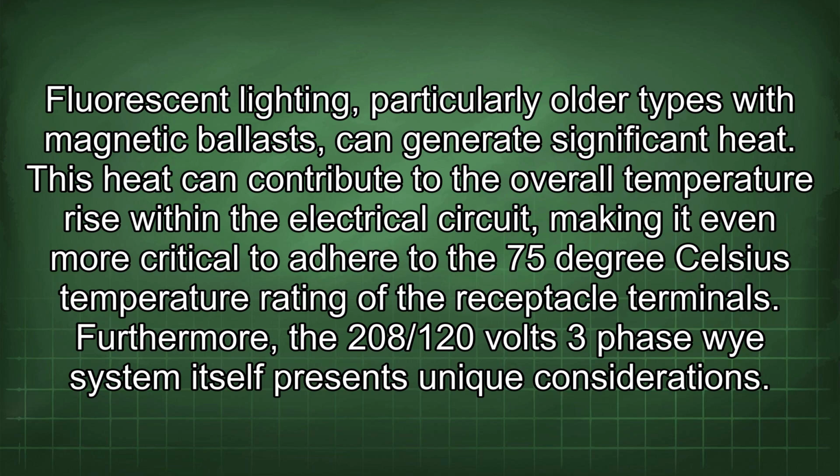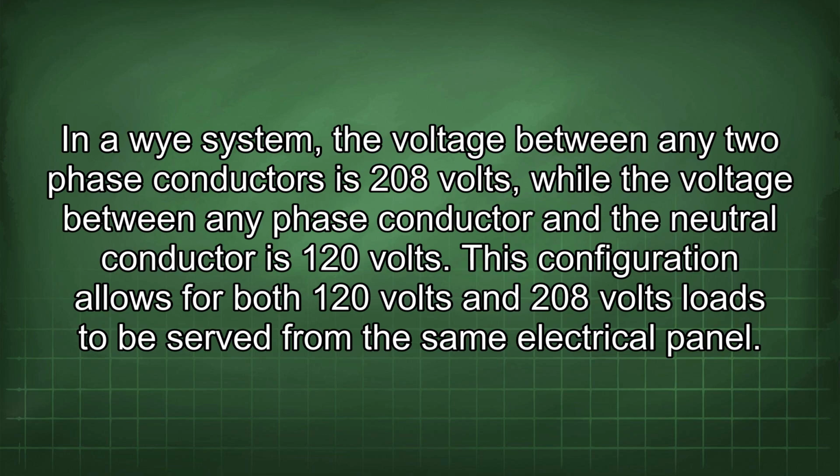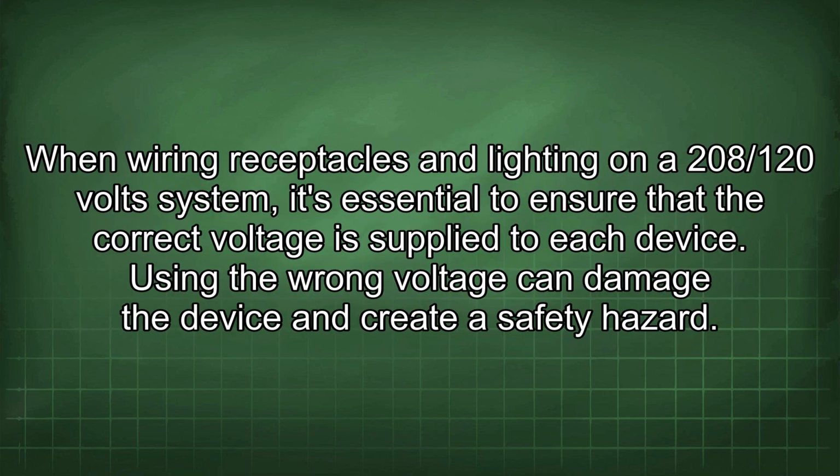Furthermore, the 208/120 volts 3-phase Y system itself presents unique considerations. In a Y system, the voltage between any two phase conductors is 208 volts, while the voltage between any phase conductor and the neutral conductor is 120 volts. This configuration allows for both 120 volts and 208 volts loads to be served from the same electrical panel. When wiring receptacles and lighting on a 208/120 volts system, it's essential to ensure that the correct voltage is supplied to each device. Using the wrong voltage can damage the device and create a safety hazard.